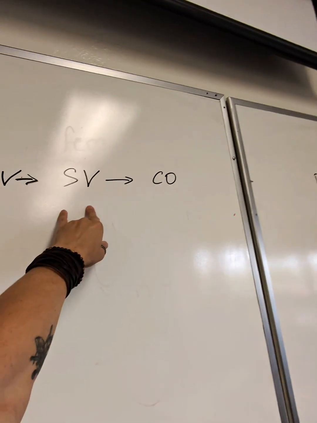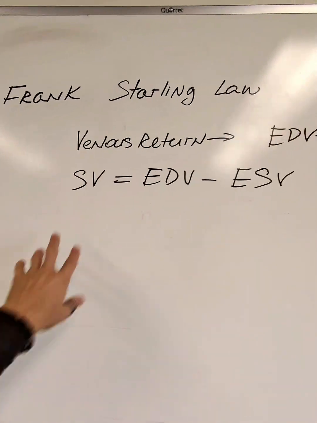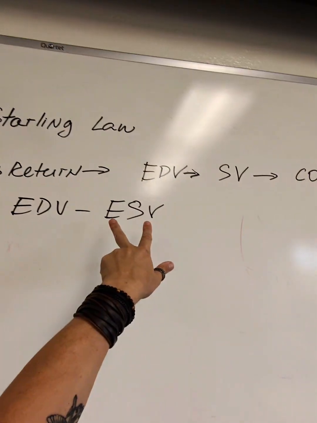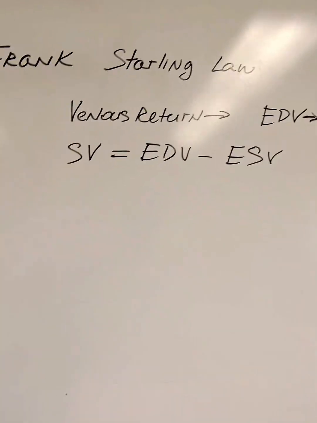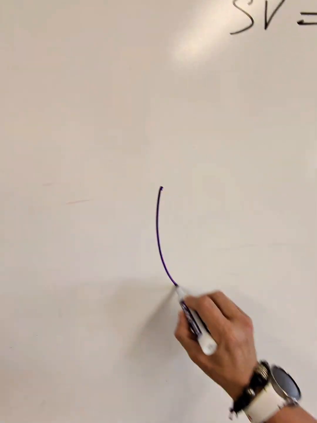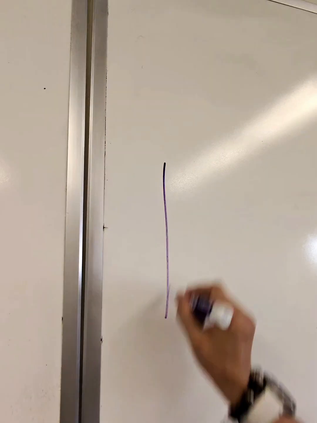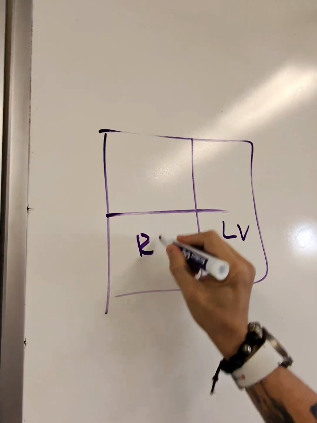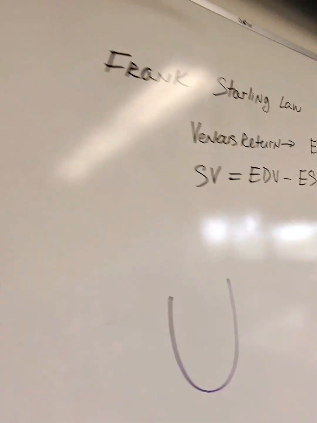What is a stroke volume? The amount of blood being ejected with each contraction. However, the stroke volume equals end diastolic volume minus end systolic volume. So let's discuss end diastolic volume. Here's your ventricle. This is one ventricle, but it represents two ventricles. This is your heart, right? Left ventricle, right ventricle. That's where the blood is before the ejection.